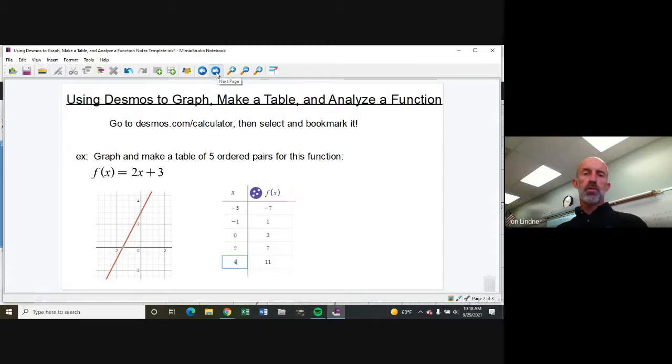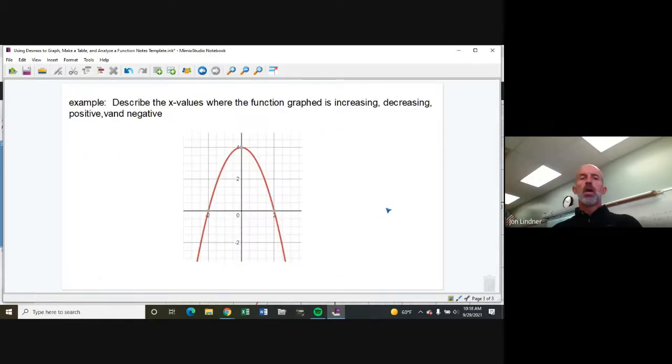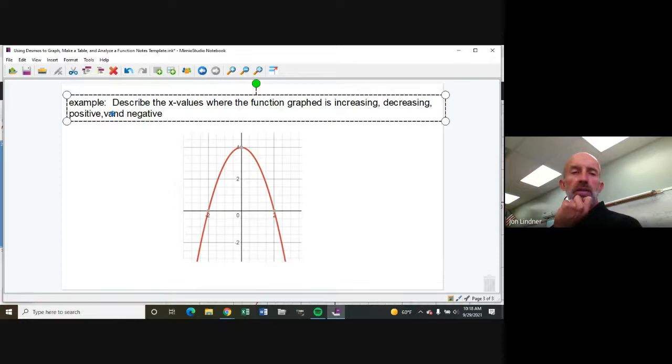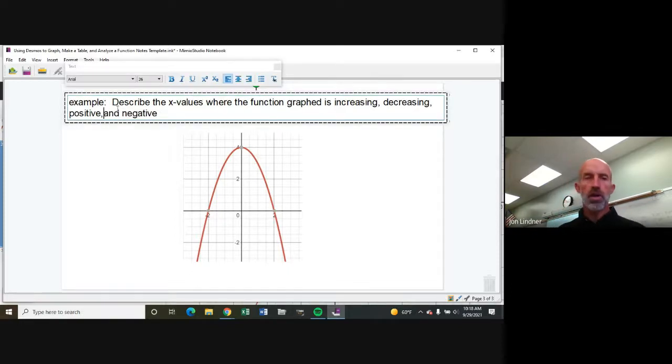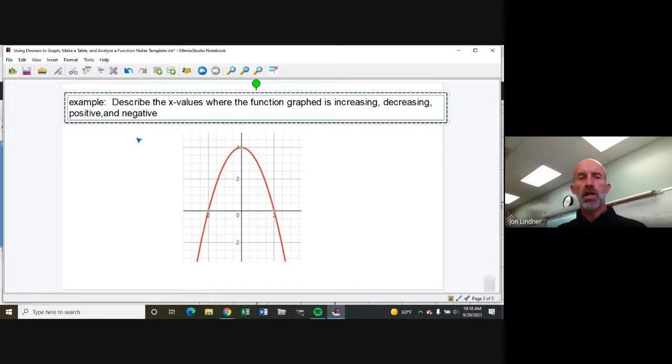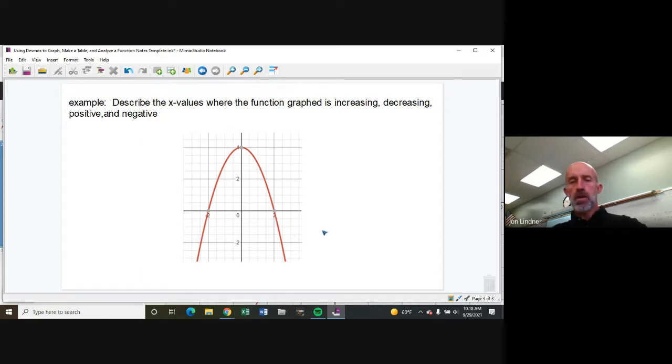The second type of problem. I'll give you a second to write this down. Example: describe the x values where the function graph is increasing, decreasing, positive, and negative. Typo there. Positive and negative. All right.